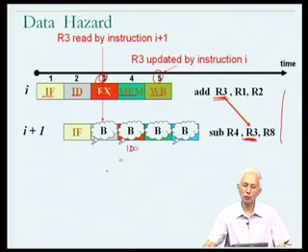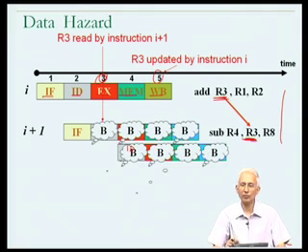Therefore, I actually need to delay instruction I plus 1 by another cycle. So after the first bubble of air, another bubble of air must be inserted into the pipeline. In other words, it looks like instruction I plus 1 must be delayed by the next cycle as well. What about the cycle following this? Is it safe for instruction I plus 1 to read register R3 in cycle number 5? In other words, is it safe for the subtract instruction to go to the ID stage in cycle number 5?